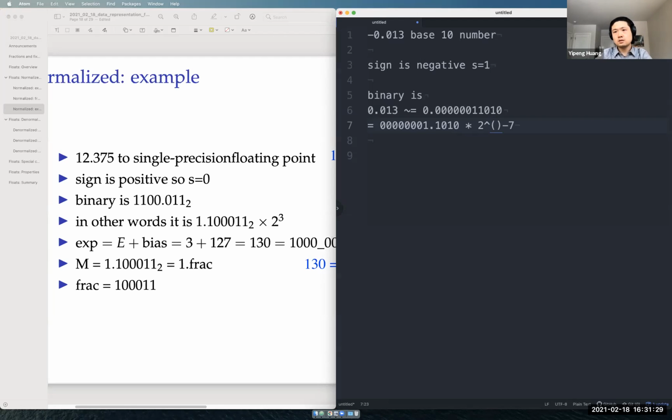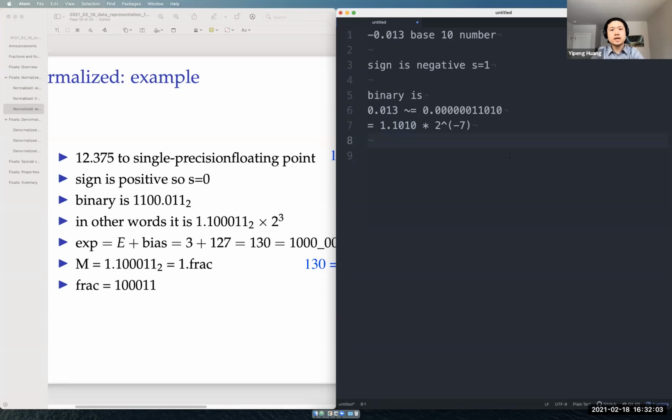Okay, so Yu Chen and Victor both chime in. That's what we want to do. So we've taken our binary representation here, and we move the decimal point 7 places so that we have a mantissa that has a leading 1 in it. And to make it the same number, we are going to multiply by 2 to the power of -7.